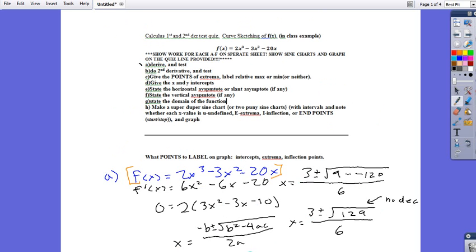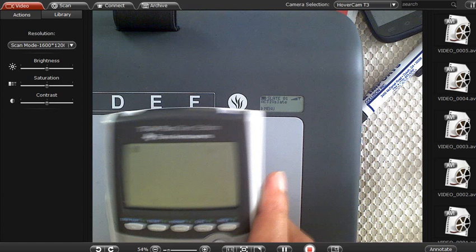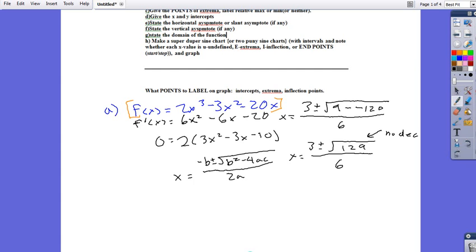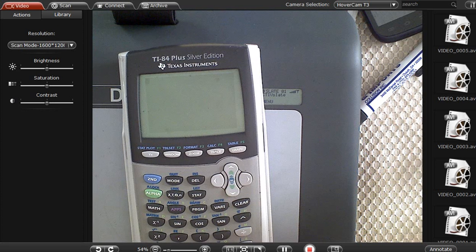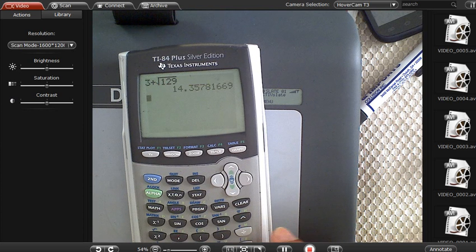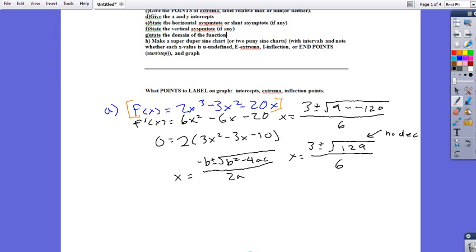Alright, so here we go. I'm just going to go to my calculator and type those in. So 3 plus square root 129 divided by 6 is 2.393. Okay, 2.393. Alright, good. x equals 2.393.